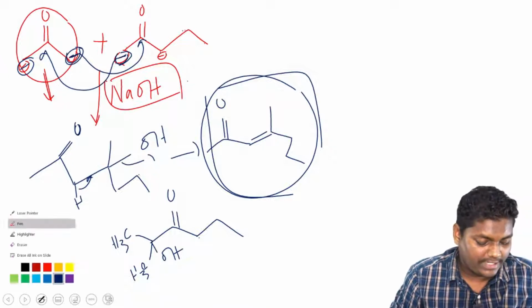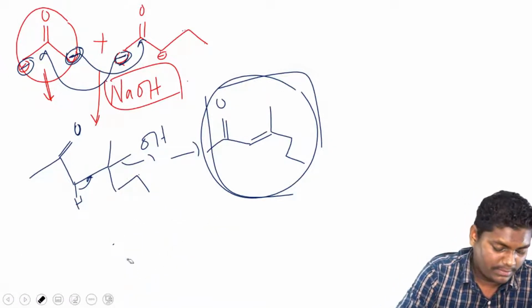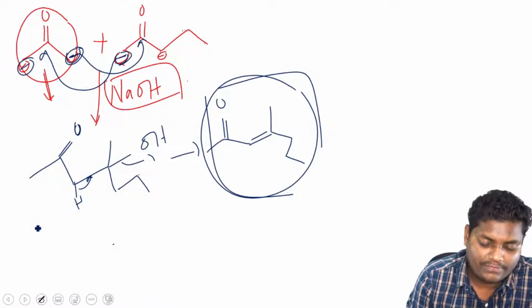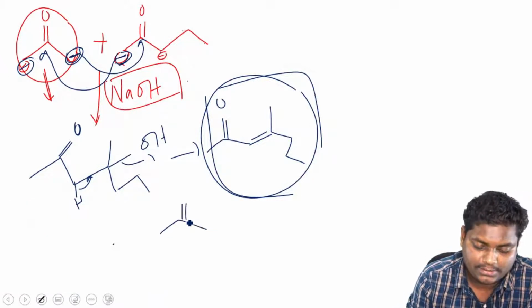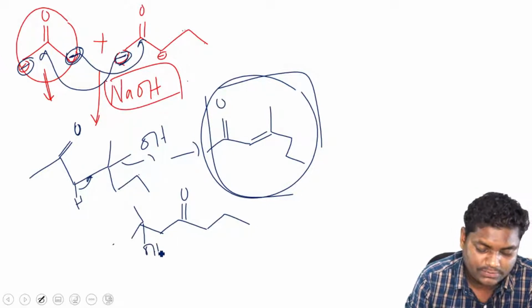So just let me rewrite this structure. So what we have is this. Now this group is attacking this. This is what we have.